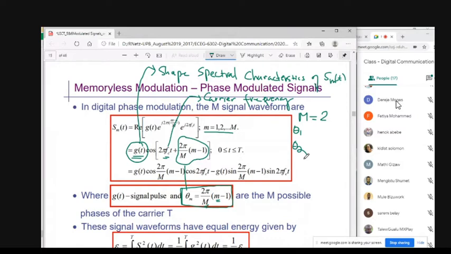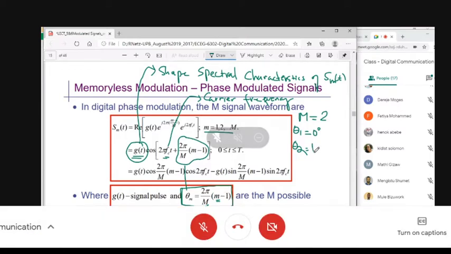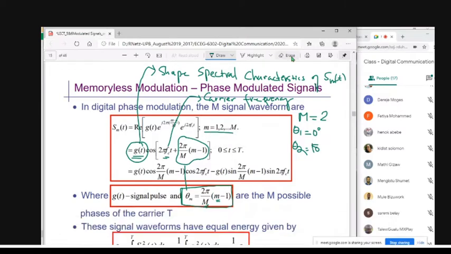Well, if you plug in here, for capital M equal to 2, you have 2 pi over 2, which is pi times small m is 1, 1 minus 1, this is 0. So you have basically 0 degree. And for theta, for m is equal to 2, you have theta of 2. So 2 pi over 2 is pi. 2 minus 1 is 1, so you have pi, which corresponds to 180 degrees.